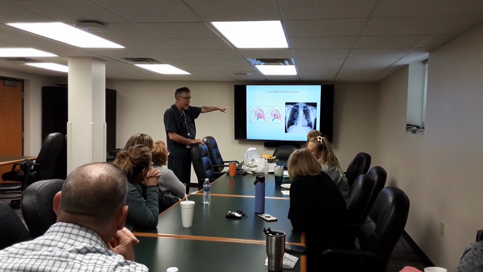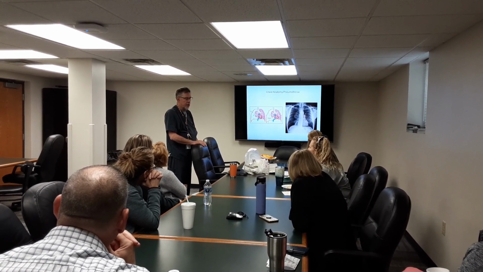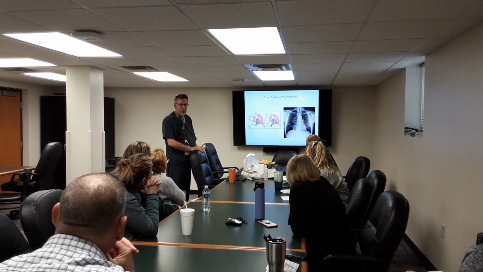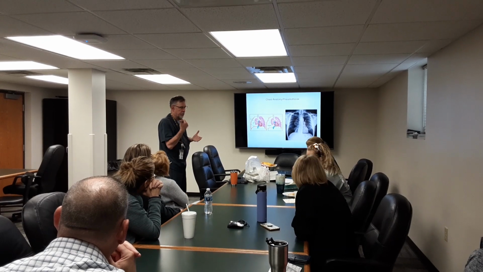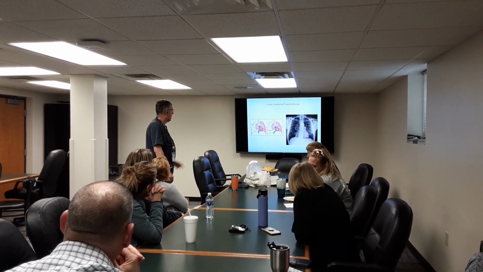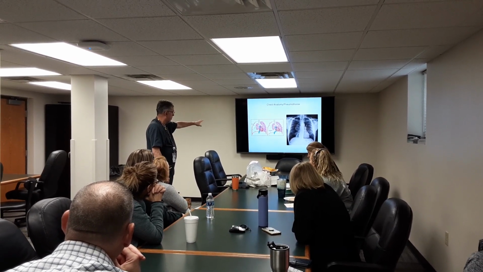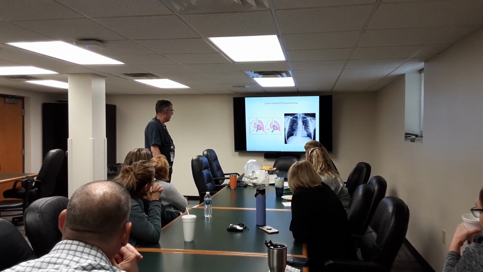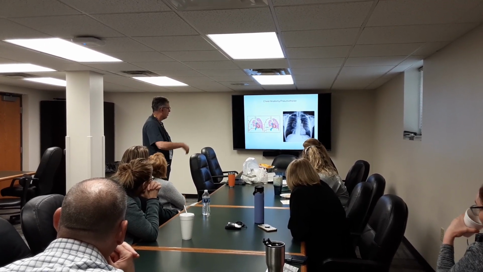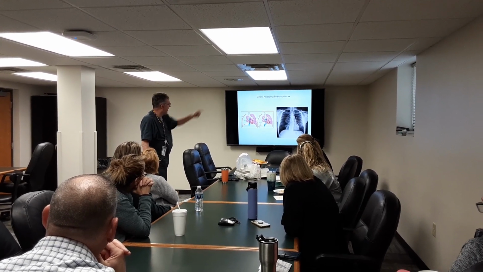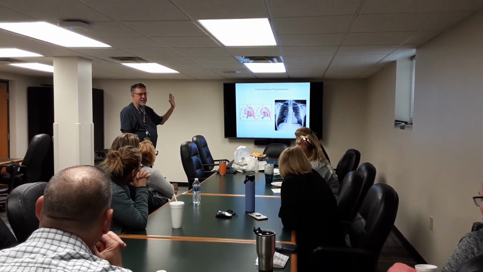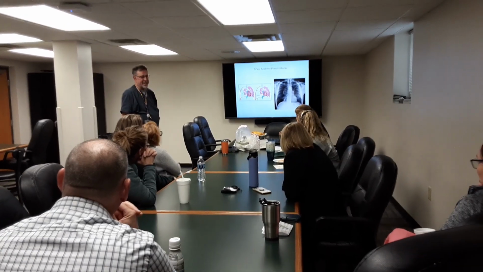So you can see that black space, that's air. On an X-ray, the hemothorax will look white, because that's blood. It has the density that will reflect the X-ray. And what the little diagram shows is all the mediastinal structures deviating to the opposite side.